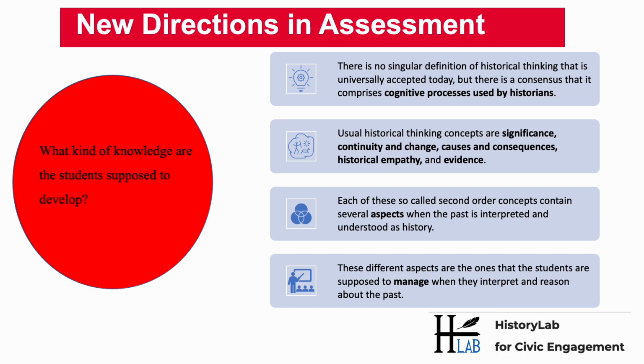Each second-order concept contains several aspects when the past is interpreted and understood as history. There are different tools that help you to understand and reason about, for example, significance in history. These different aspects for each second-order concept are the ones that the students are supposed to manage when they think historically.